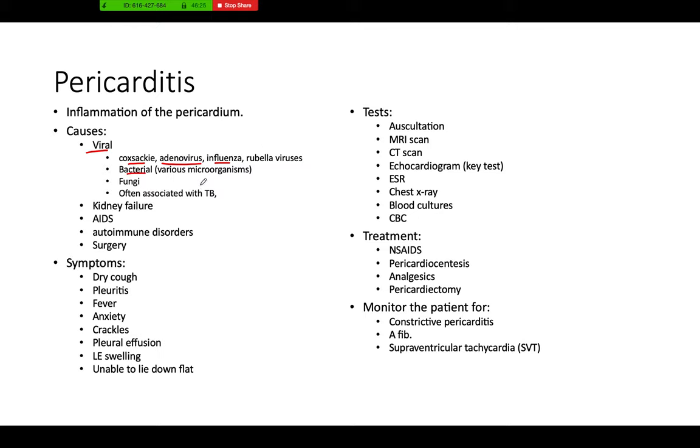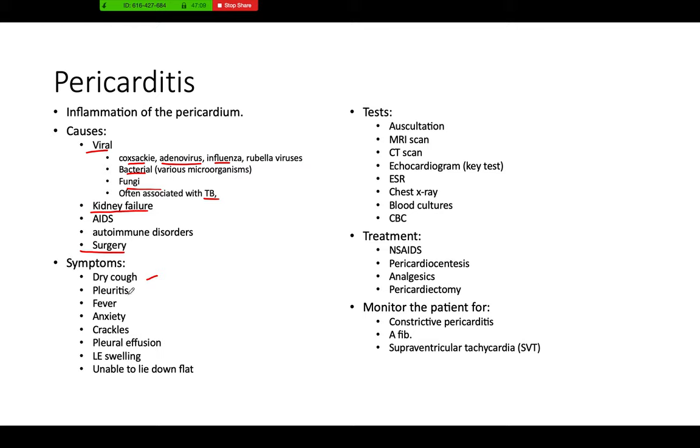It can be bacterial from many different bacteria, fungi. It's associated with tuberculosis. Kidney failure, your clients that are on your renal floors for dialysis, if their levels of uric acid in the blood or urea in the blood get too high, that can cause a pericarditis. AIDS, autoimmune disorders, and think about our clients who get a surgery for maybe one of their valves. They had aortic regurgitation. The cardiologist went in there, replaced the valve. Now, a few days later, they have pericarditis because in replacing that valve, the surgeon or cardiologist somehow irritated the pericardium, and that can lead to a pericarditis as well.